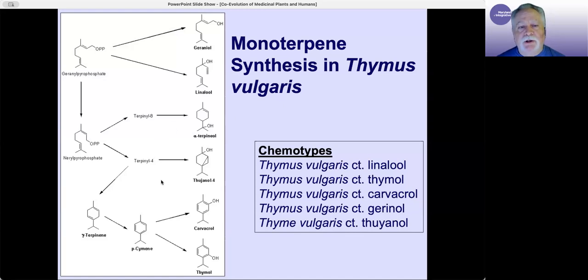And what I want to point out is these are our different chemotypes. So you have Thymus vulgaris as the genus and species, and then linalool, thymol, carvacrol, geraniol, thujanol. These are specific endpoints in the metabolic pathway, depending on the genetic influence, but also that gene influence being carved out by having to interact in unique and different environments. In other words, thyme is grown all over the place, particularly in the Mediterranean, but they're very different ecosystems. And so you have all these different chemotypes based on where you source your thyme from.